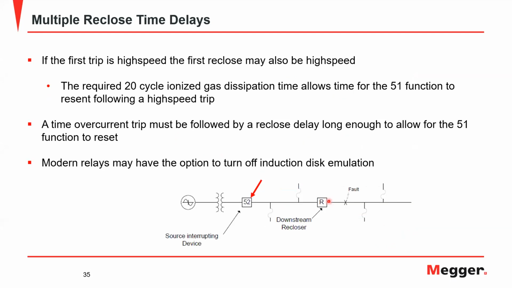Okay. So what does all this mean? If you have a high-speed trip, then your first reclose can also be high speed, keeping in mind your 20 cycles here. If you have a time-delayed trip, any reclose needs to take into account the reset characteristic of that element. Modern relays, if you have disk emulation turned off, are much more flexible. If you have mechanical relays, you have to really take this into account. It causes you to extend your reclose time significantly.